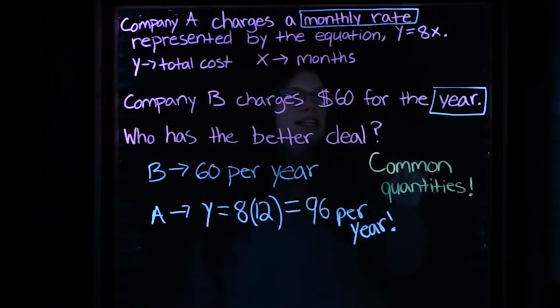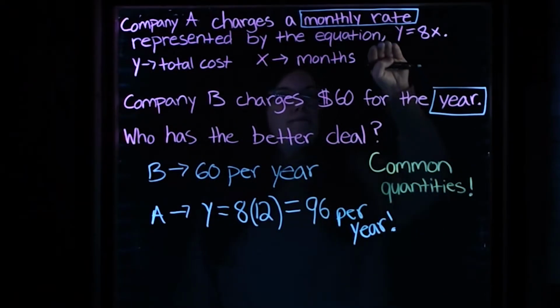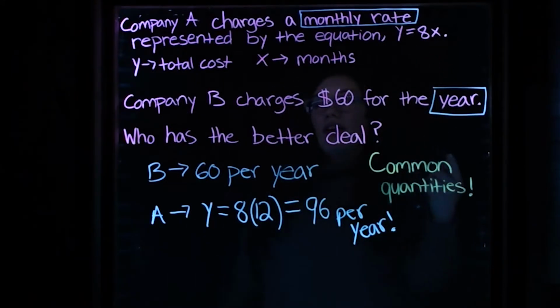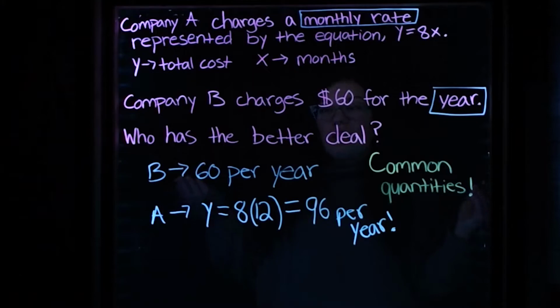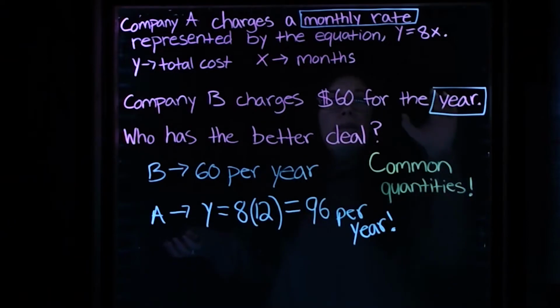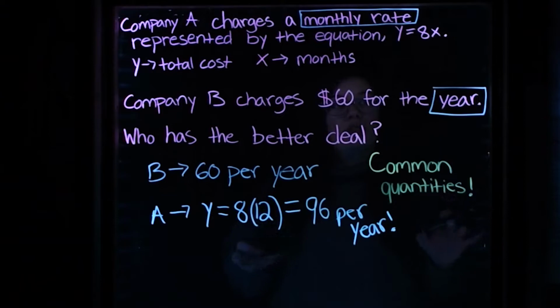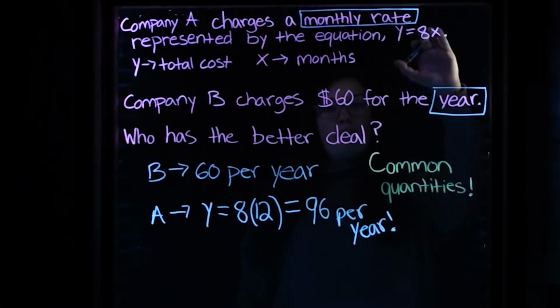So what I did is I took my month equation and I put it to 1 year. Now, if I wanted to, I could have done Company B. If I wanted to see how many for 2 years, I could have done that. But then I would have had to see how much Company A is for 2 years. So instead of 12, I would have multiplied by 24.